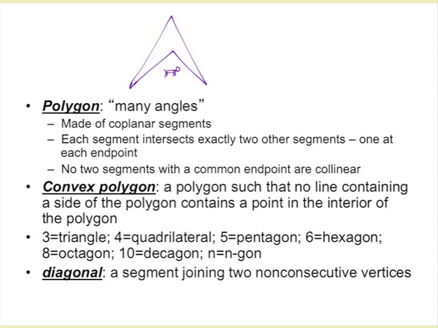8 is an octagon. Octa means 8, like an octopus has 8 legs. They skipped 9 too. 9 is called a nonagon. Again, I don't know why they decided to skip that one. I think nonagon's a really cool word, but they skipped that one. 10 is a decagon, like decade is 10 years. Deca means 10. Then after that, they said, we'll just call them n-gons.